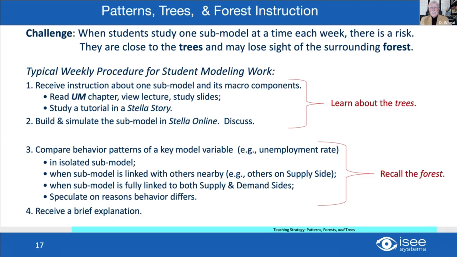But the purpose of this is to remind them about the forest. And if they're early in the course, say in chapters 4, 5, and 6, they haven't really even seen the full model yet, or the other submodels. So it gives them something to look forward to. Hopefully I can present this in a way that motivates them to wonder why the behavior is different when we take this submodel, which is simple and pretty easy to understand, and connect it to everything else in the model.